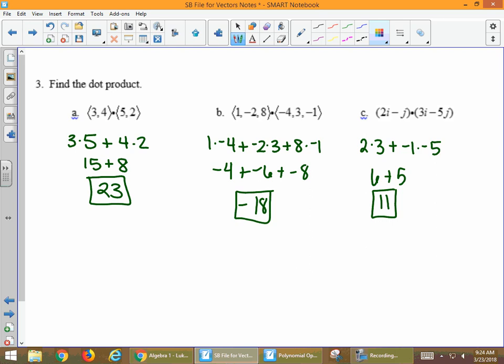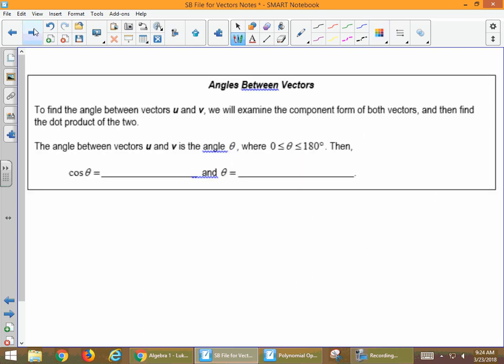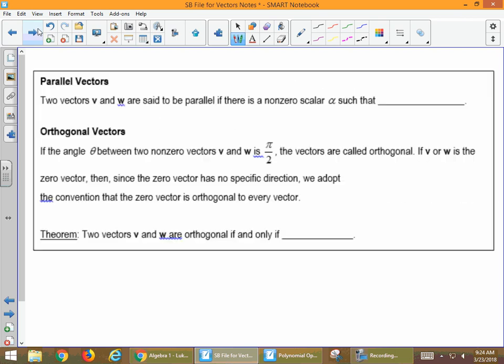Let's flip over to the back of the notes. We'll do a quick application of dot product, and then we'll come back to angle between the vectors. So we'll come back to angle between. Let's go here. So this is parallel and orthogonal vectors.